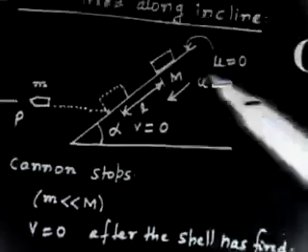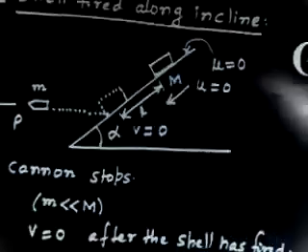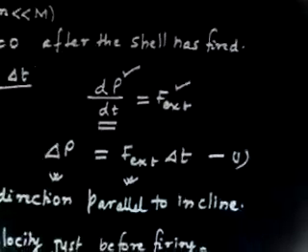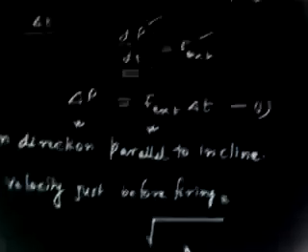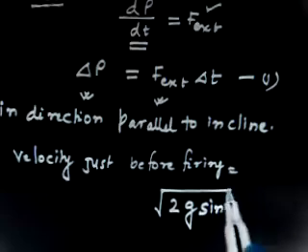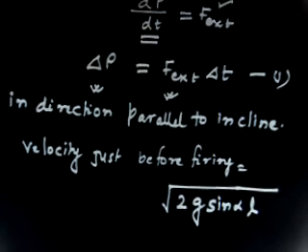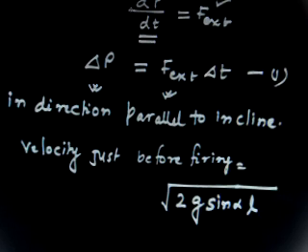Now see, the acceleration along the incline is g sin alpha, everybody knows, and the distance covered is L. So the velocity will be under root 2gh, where g is g sin alpha and h is the distance covered, that is L. So this is the velocity just before the firing, and the velocity just after the firing is 0. Are you getting? So now let us do it yourself. I will wait for some time.